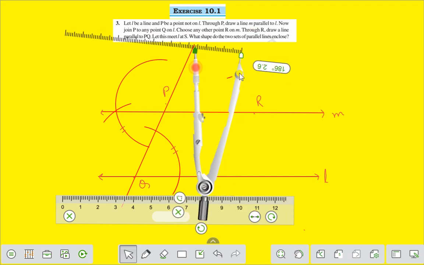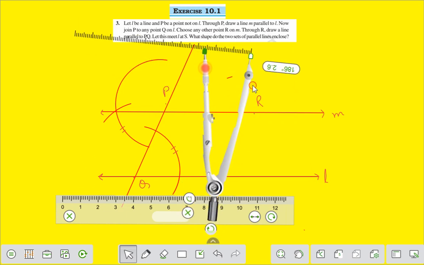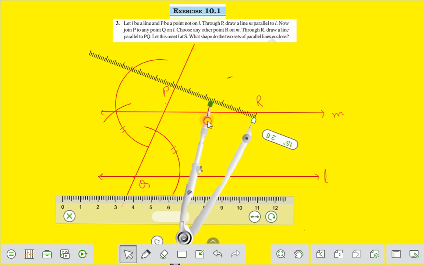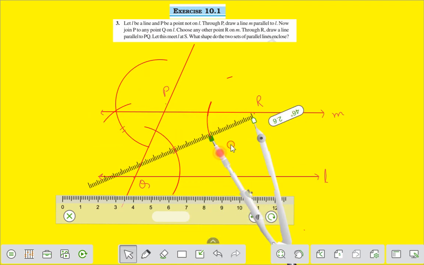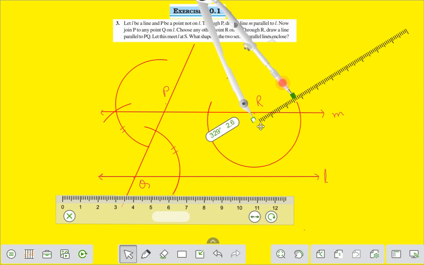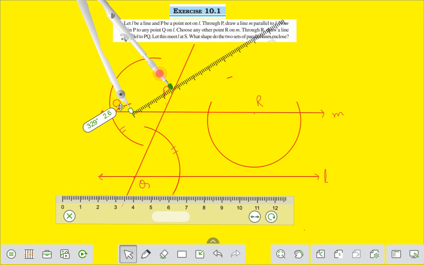Make an arc here. Take this pointer here and make an arc here. Right? Now take the measurement of this arc.